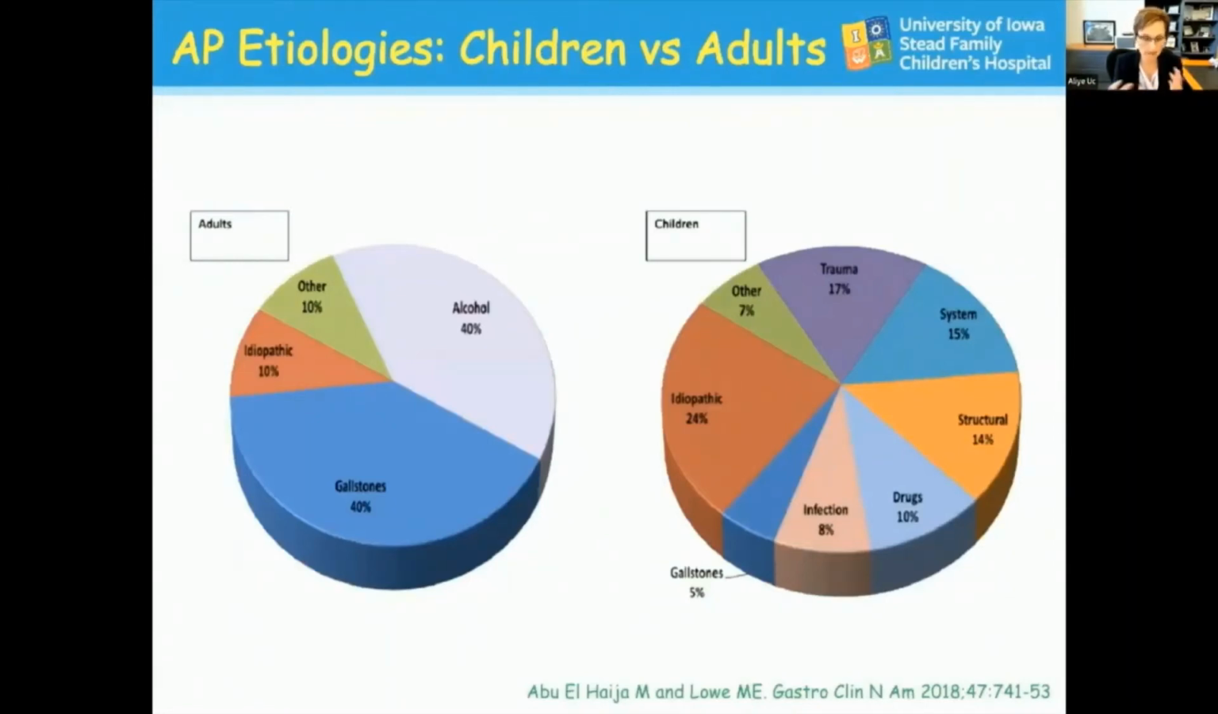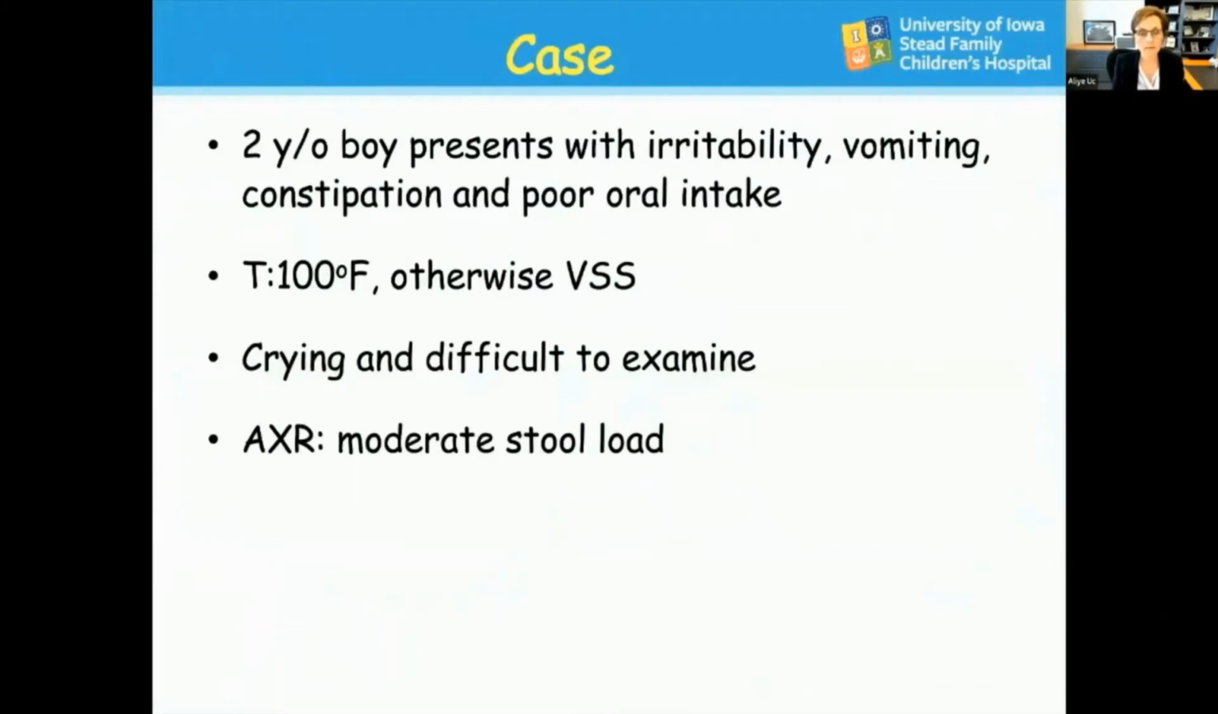So it's gallstones. So it's a variety of etiologies. When it comes to young kids, the presentation may be different, that requires quite a bit of suspicion, such as this kid, a 2-year-old presents with irritability, crying, vomiting, constipation, poor oral intake, a low-grade fever, and toddlers notoriously are very difficult to examine.